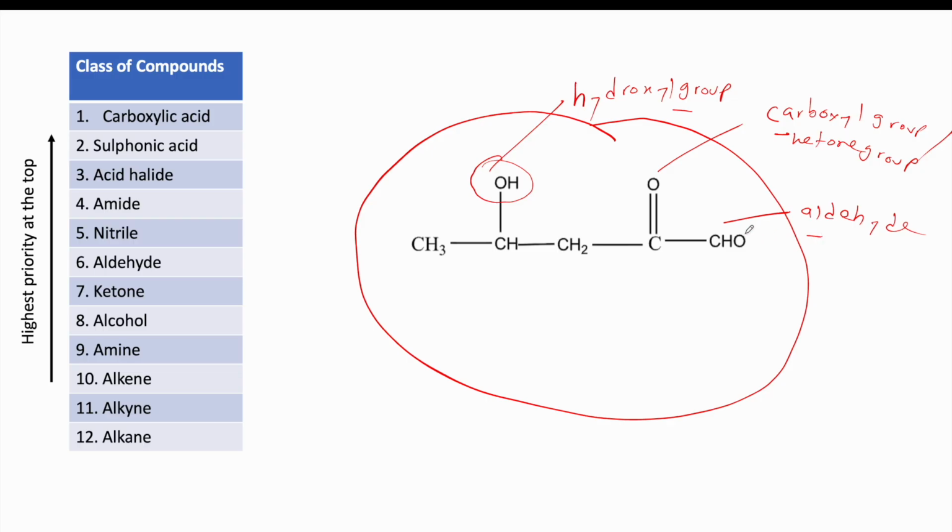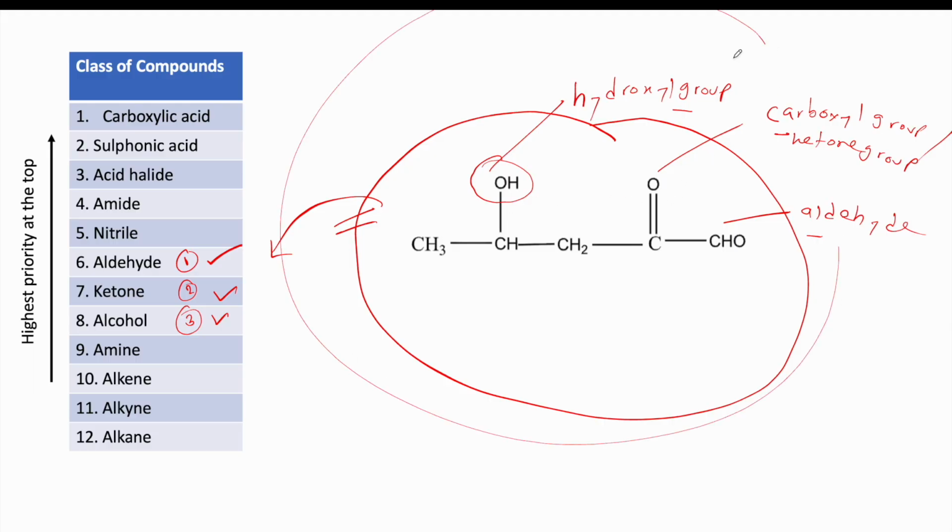Now what is going to be the ultimate main group? Well, to determine that, we need to look at the priority list. Look, aldehyde comes above both ketone and alcohol. Aldehyde will be ranked 1, ketone will be ranked 2, and alcohol will be ranked 3 in case of this compound. Alright. So ultimately this whole compound becomes an aldehyde compound. The class of this whole compound becomes an aldehyde. Why? Because aldehyde is above both ketone and alcohol.